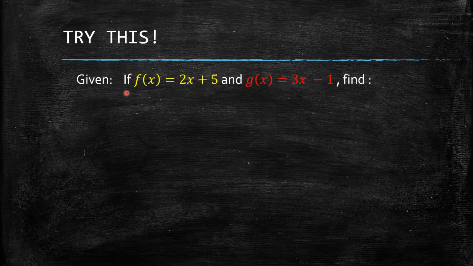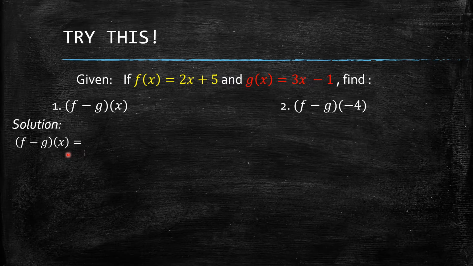The given, if f of x is equal to 2x plus 5 and g of x is equal to 3x minus 1, find number 1, f minus g of x, and number 2, f minus g of negative 4. So let's start with number 1. So f minus g of x is just f of x minus g of x. So substitute the values. We have for f of x, 2x plus 5 minus our g of x, that's 3x minus 1. Place it inside the parentheses.